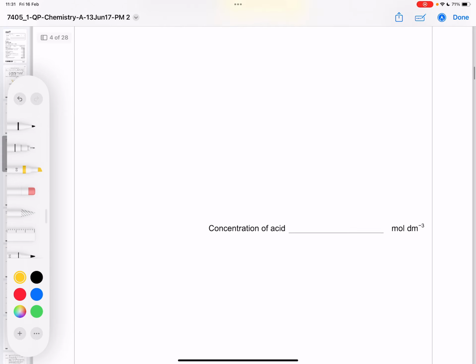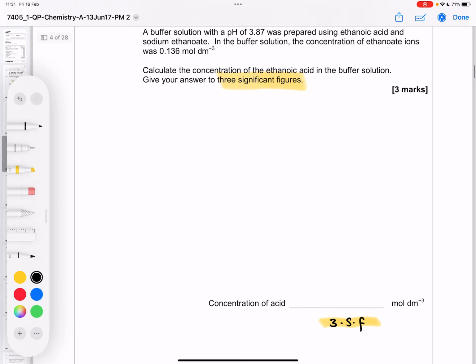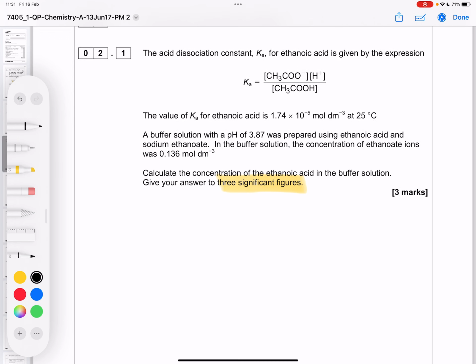So let's just scroll down to the bottom and write that underneath here so we don't forget when we get to the end. Then let's have a look at all the things that we've been given. We've been given the pH, so we're going to use that pH to calculate H+. H+ is 10 to the minus pH, so we want to do 10 to the minus 3.87 on our calculator. We press the shift button and then the log to the base 10 button, and then type in minus 3.87 and we get 1.35 times 10 to the minus 4.